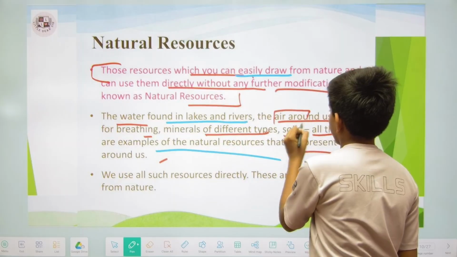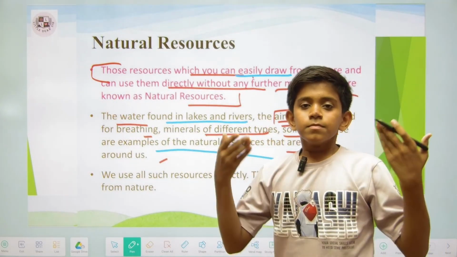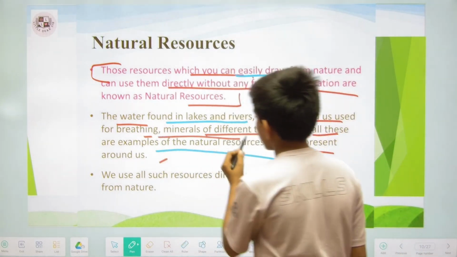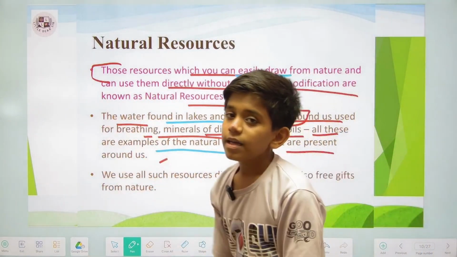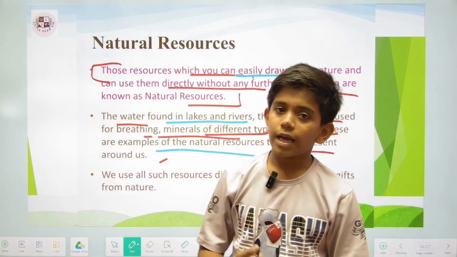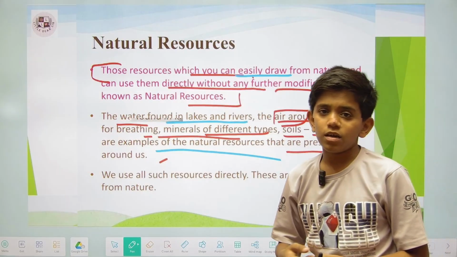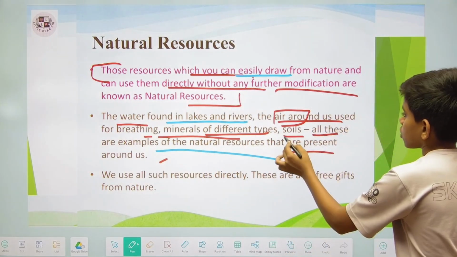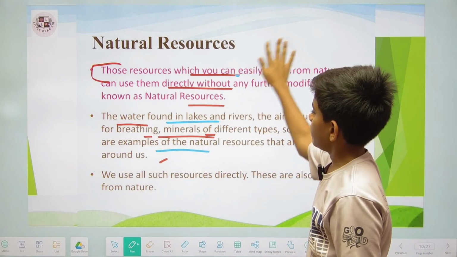Next we have the air. Air is also a very important natural resource which we directly take for breathing. No modification can be done in it. Minerals of different types, iron, zinc, calcium, potassium, etc. These are all natural resources because no modification can be done in them, and we are not doing any kind of modification or applying too much power and effort on them. Soil is also a natural resource. No modification can be done to the soil.